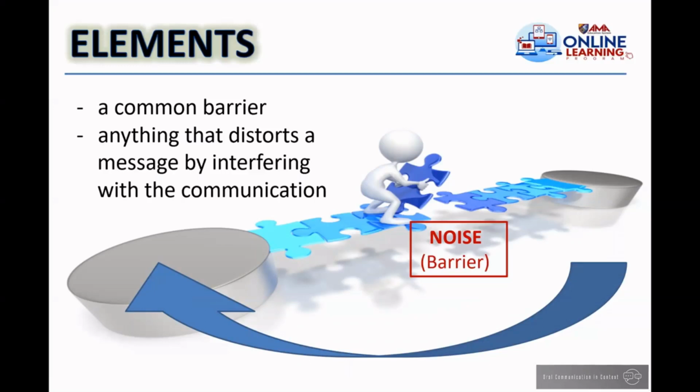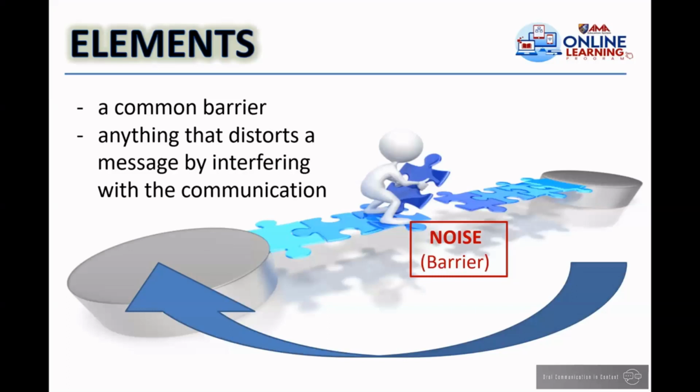For the emotional barrier, if one of the elements, like for example, the receiver is very emotional, even if the sender sends a message, the receiver will not successfully receive the message because there's a barrier called emotion or emotional barrier. Social barrier, this is about the relationship of the sender and the receiver in the aspect of social or in the society.